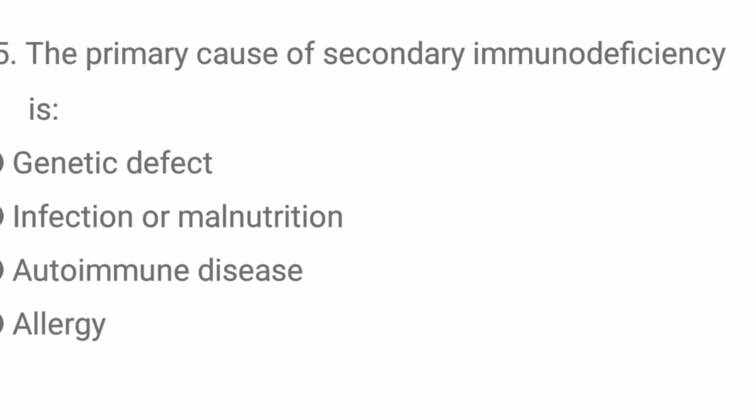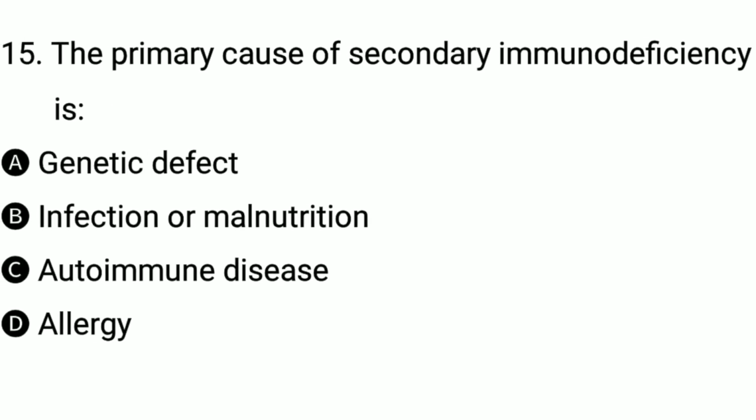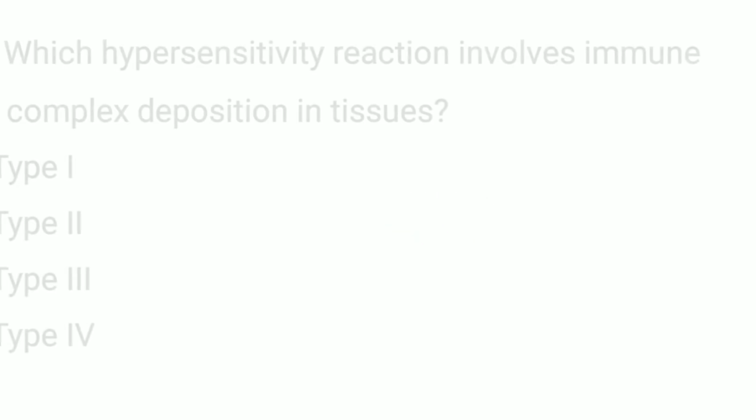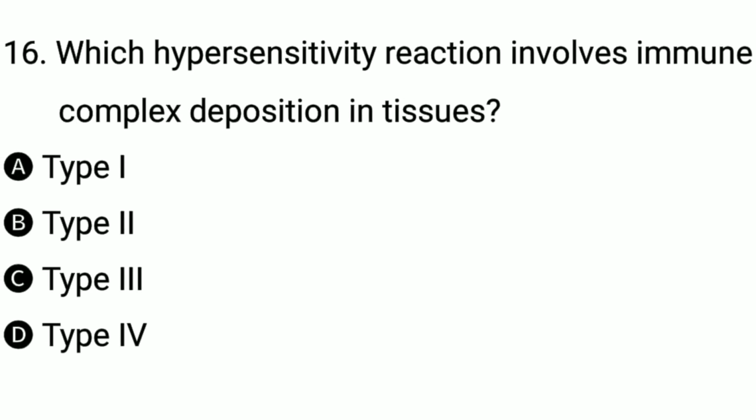Question number 15. The primary cause of secondary immunodeficiency is. The right option is option B, infection or malnutrition. Question number 16. Which hypersensitivity reaction involves immune complex deposition in tissues? The right option is option C, type 3.